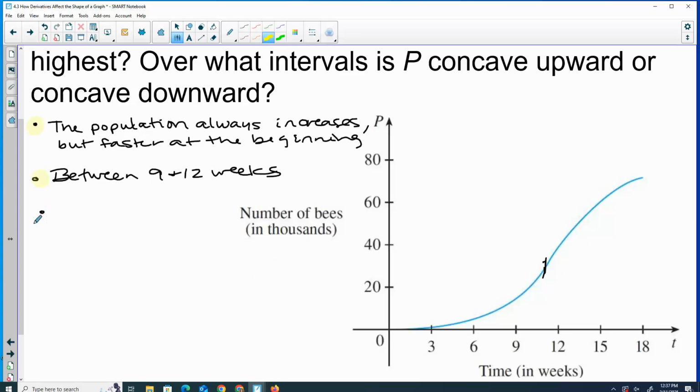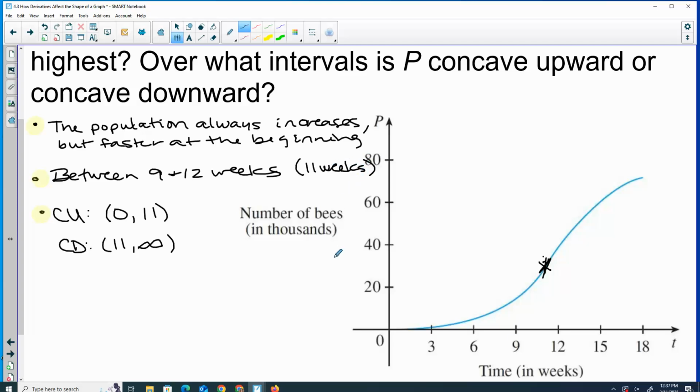The third question, concave up and concave down. Where is this concave upward? From 0 to about 11. When is it concave down? 11 to... Okay. So notice you guys have said 11 a couple times. What does that say?